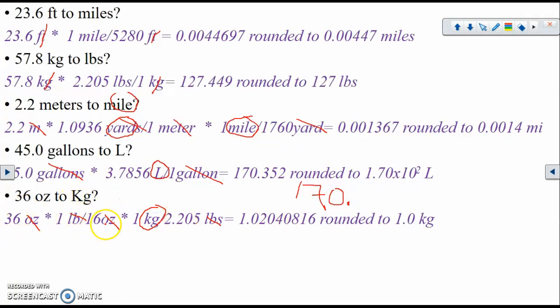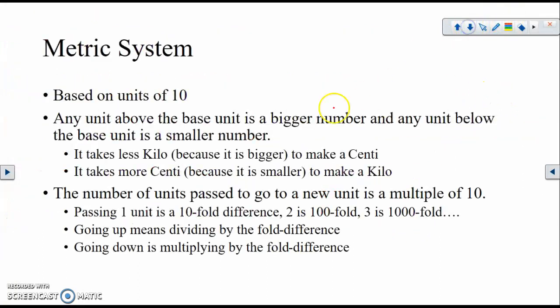We do 36 times 1 divided by 16 times 1 divided by 2.205. This is a whole cluster of numbers, but we only need 2 significant figures. First significant figure, second significant figure, there's a decimal, thank goodness. 1.0 kilograms, there's 2 significant figures. All right, so that is English to English, and English to metric.